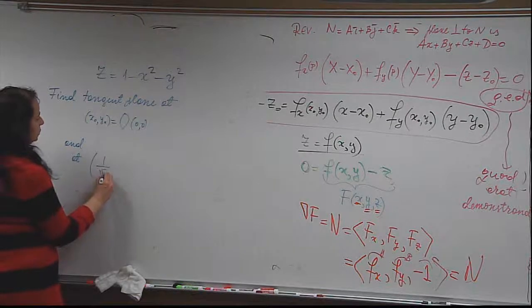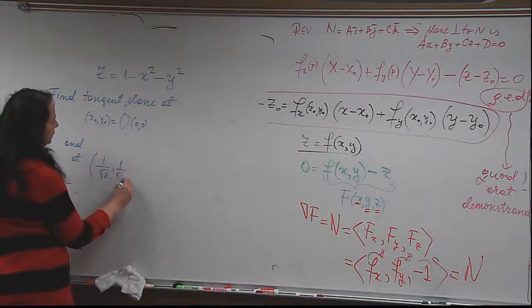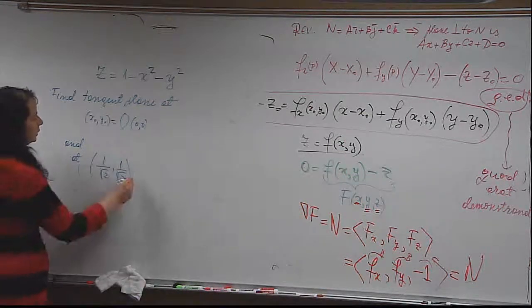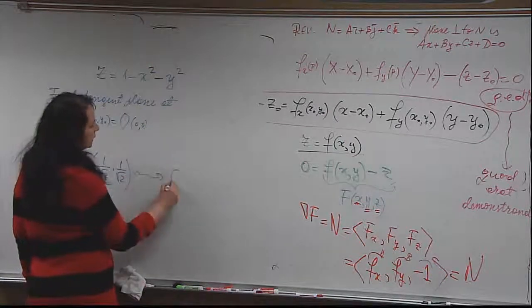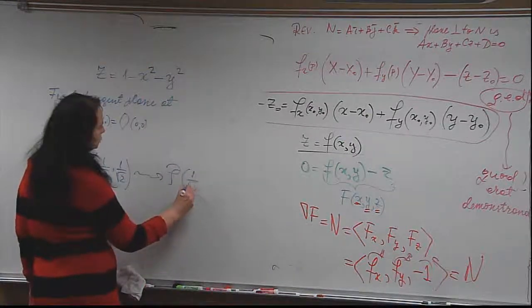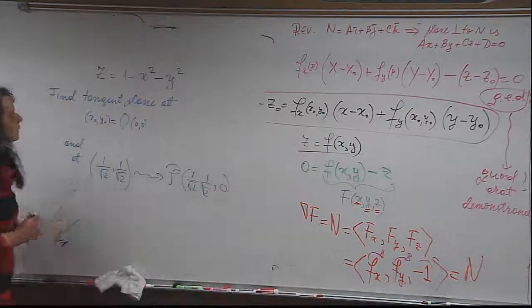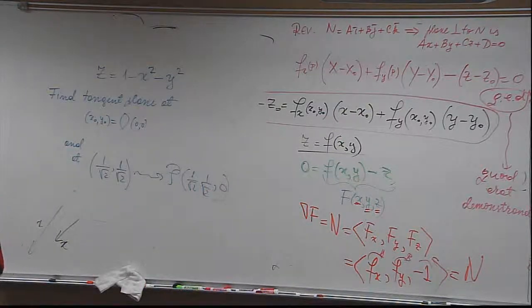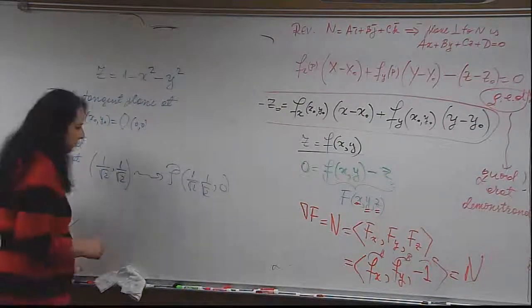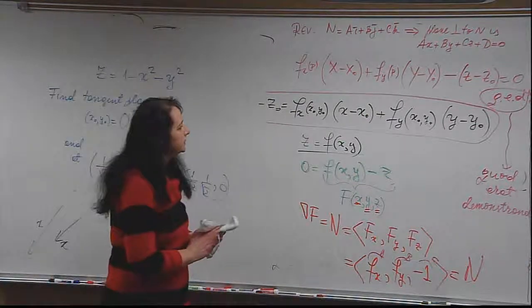1 over root 2 and 1 over root 2. Okay, and what will be the corresponding point in 3D? 1 over root 2, 1 over root 2, I plug in, I get 0. And with this, I hope to finish today so we can go to our other businesses.